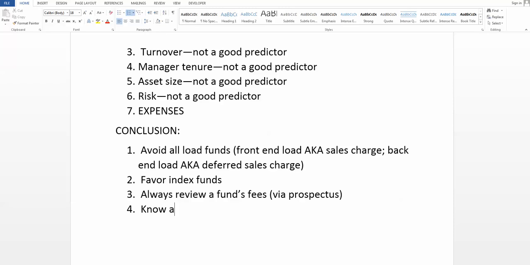So know a fund's turnover, so you can have an idea of whether it's going to face a lot of hidden transaction costs.